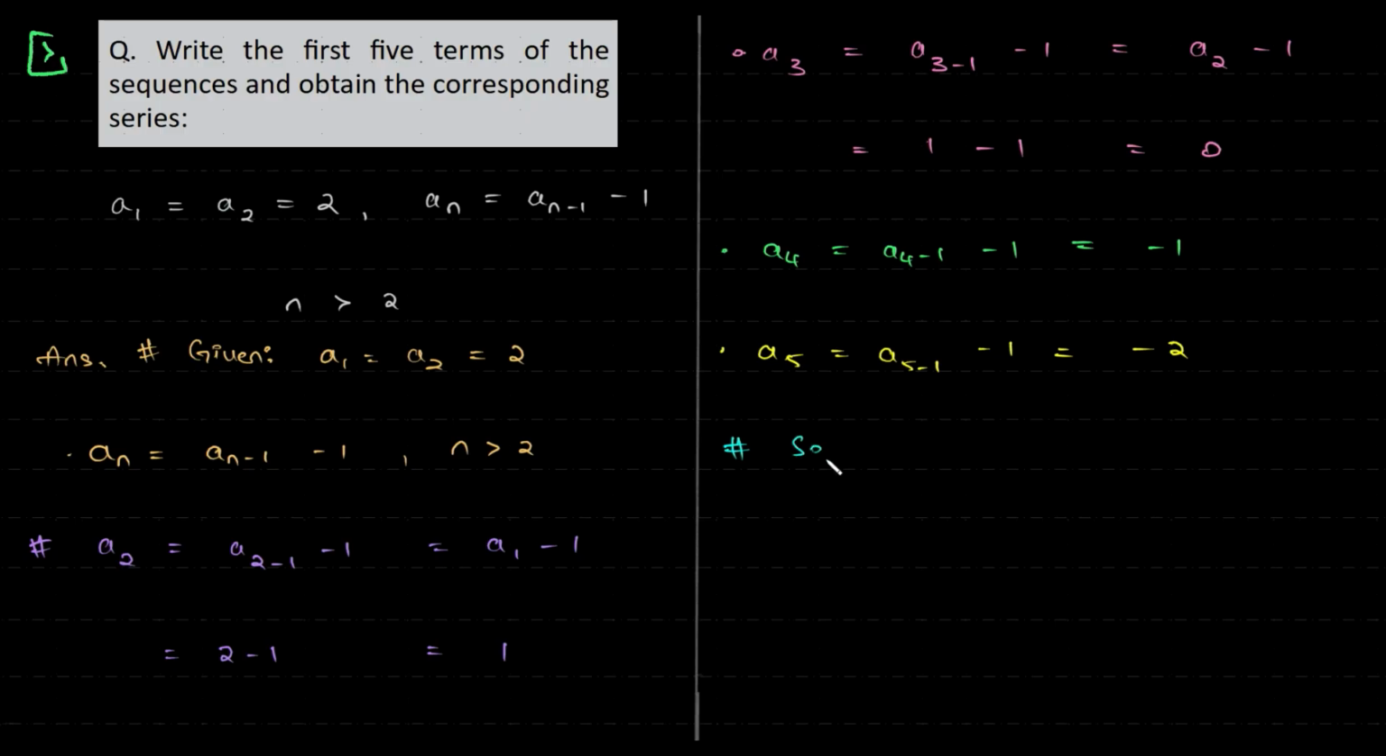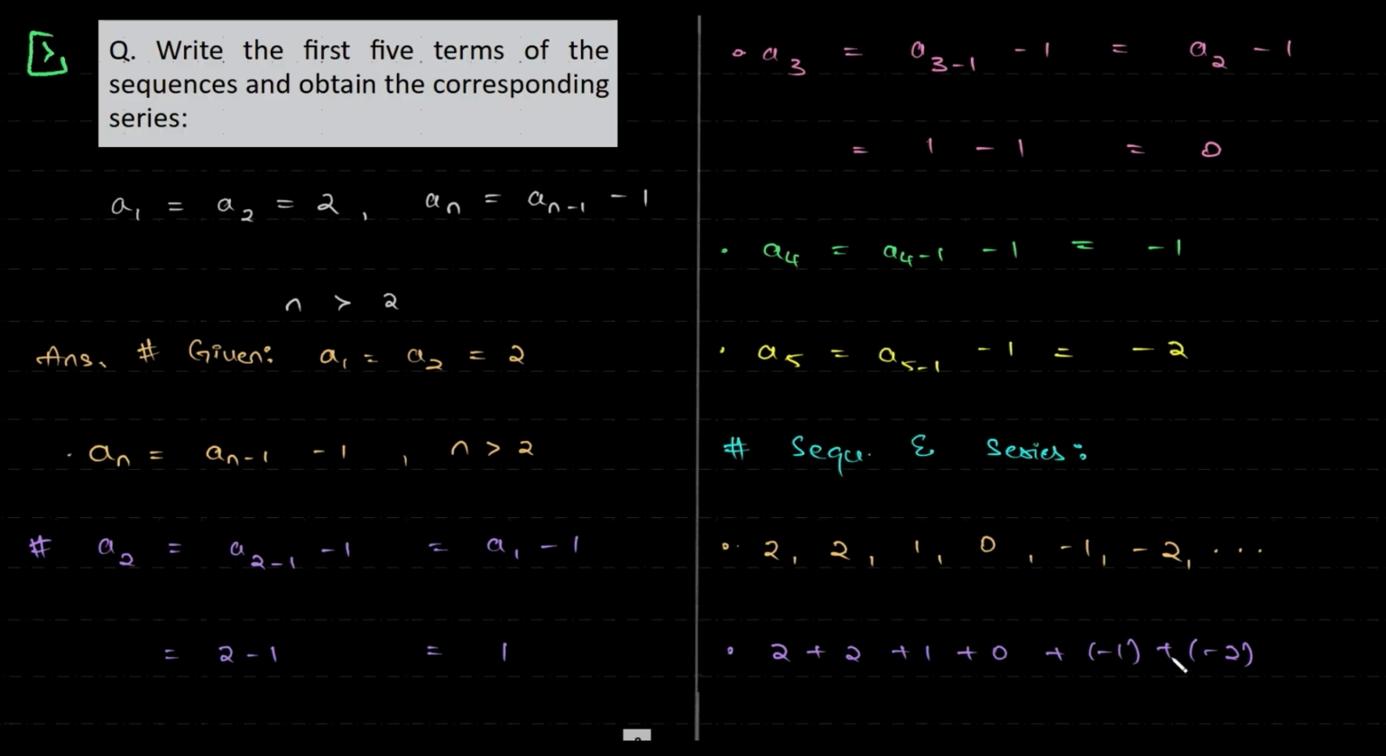The sequence and the series are as follows. So your first term is 2, the second term is also 2. So 2, 2, 1, 0, -1, -2, ... and we have 2 plus 2 plus 1 plus 0 plus (-1) plus (-2) ... It is not a comma, it is correct, here it is plus.